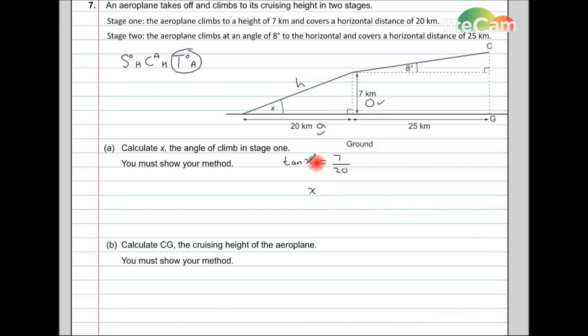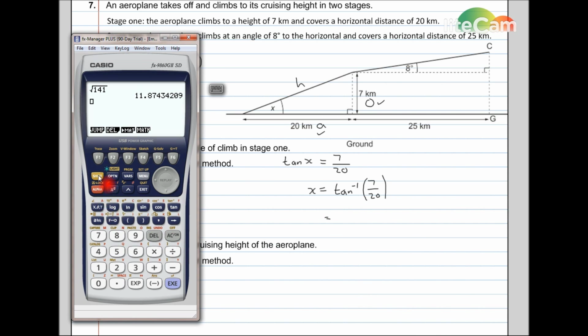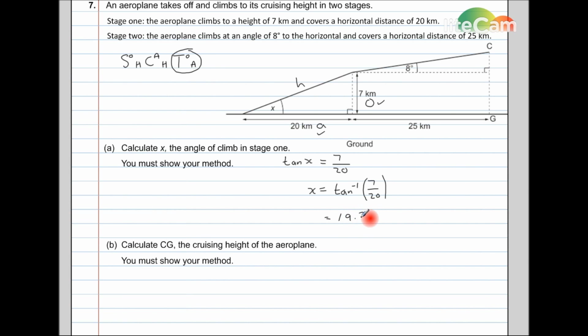So to isolate x, we need to get rid of the tan, so we're going to do inverse tan to both sides. We're going to do tan minus 1 of 7 over 20. And if we do that, we get 19.3 if we do it to 3 significant figures.